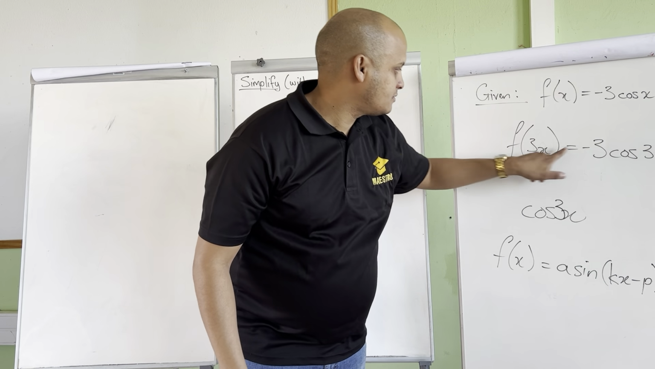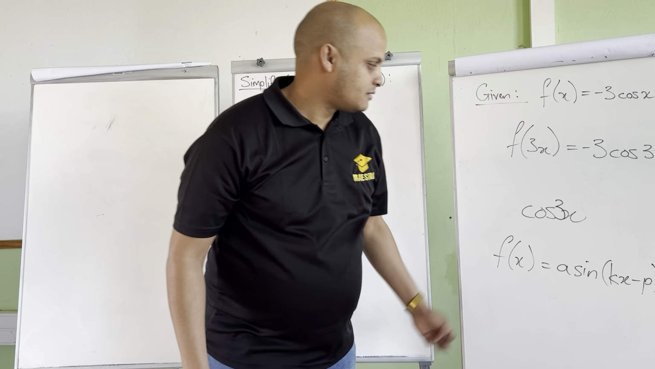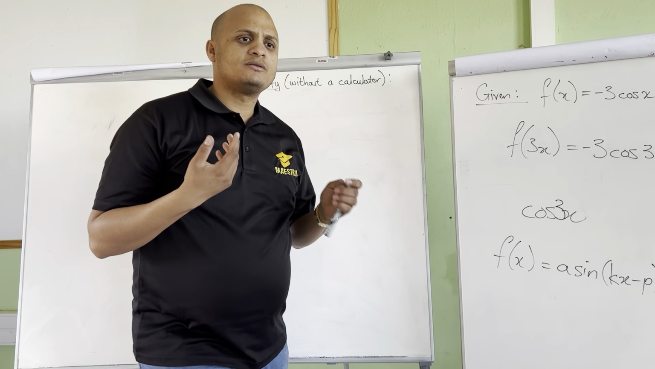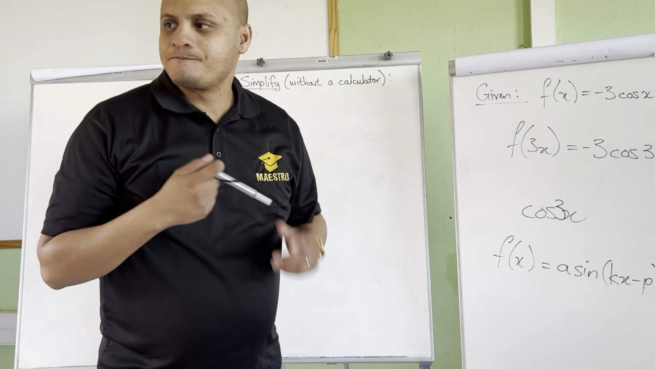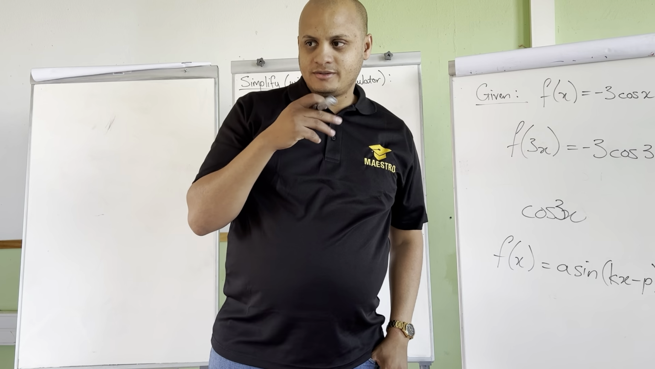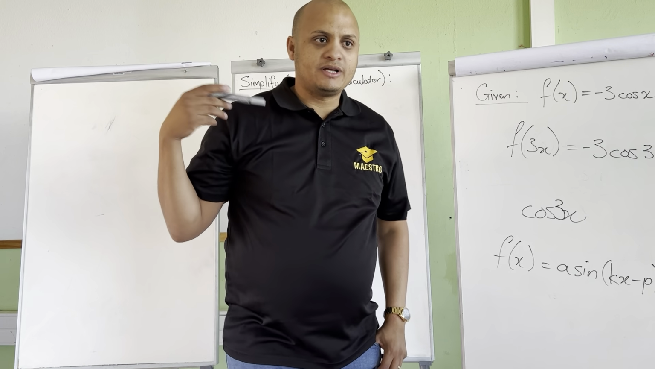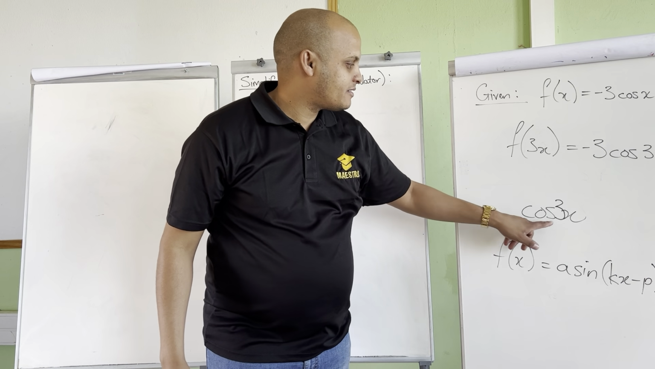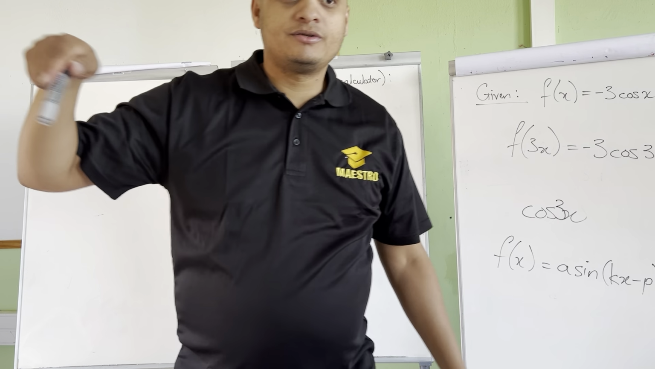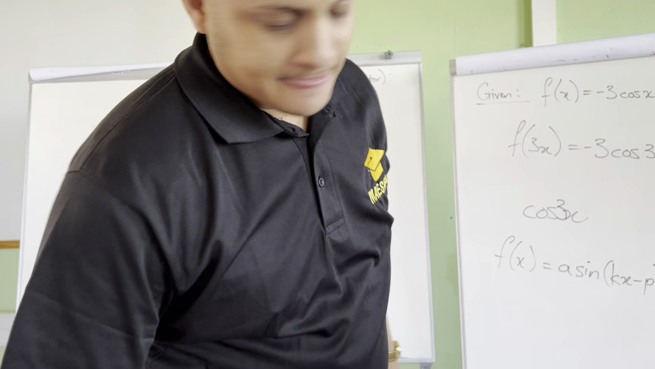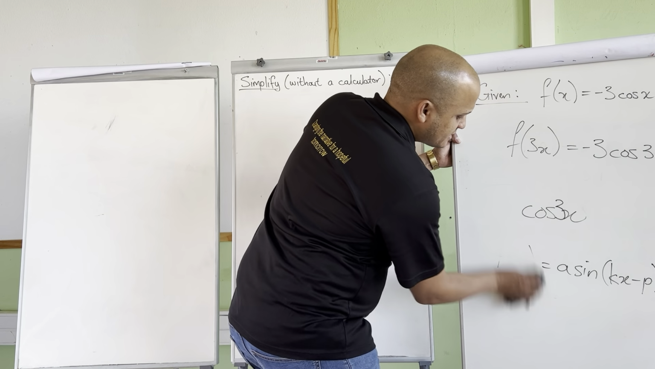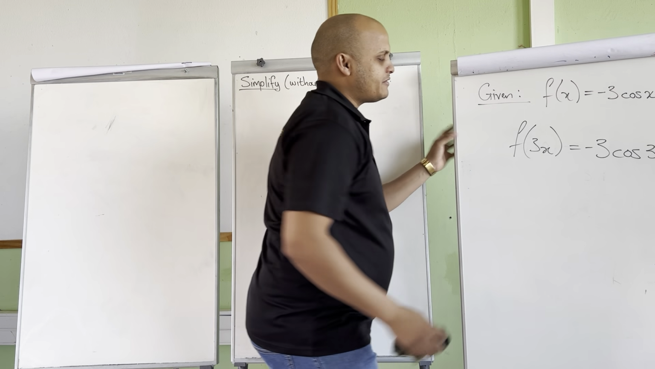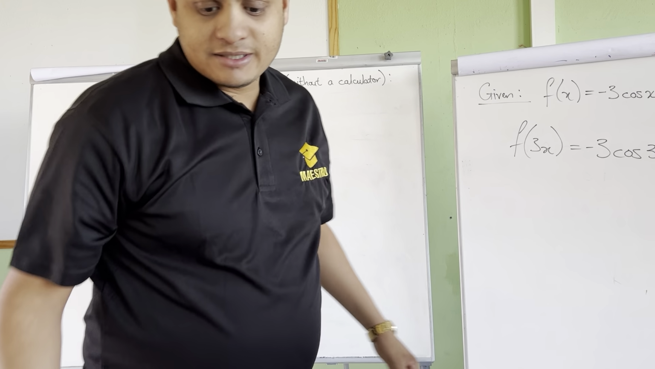So k, what do you do with k values if you want to determine the new period? You divide 360 by k. Whatever k is, you divide 360 by k. So you're dividing 360 by 3. That is how we got 120. So the period of f of x, or f of 3x, is 120.